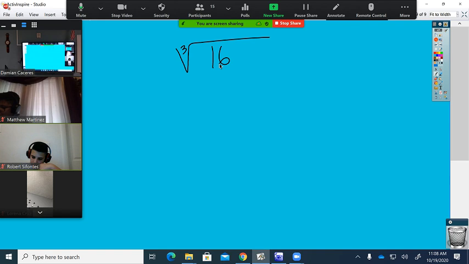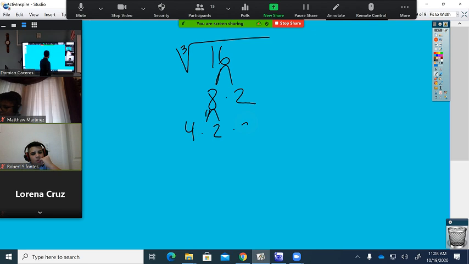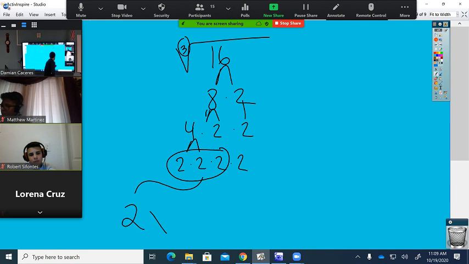Yes, but don't change the root, so put a little 3 in there still. Perfect. So 16 is 8 times 2. But 8 breaks down to be 4 times 2. This one comes down. And 4 breaks down to be 2 times 2. So we have 4 2's down there. Since the root is a 3, if it repeats 3 times, it comes out once. Now the root is still a 3 in there. What's left in the cubic root? Just that 2.